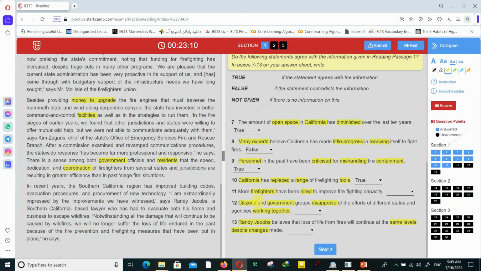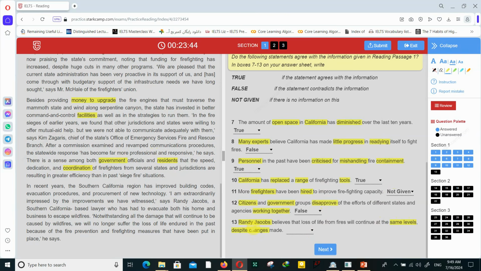So here it says citizens and government groups disapprove of the efforts of different states and agencies working together. But here it says that efforts from several state agencies are resulting in greater efficiency than in the past. So this is not disapproval, they approve of each other. Okay, so the statement is completely false. And because there is no mention of hiring anything, the answer for question 11 is actually not given.